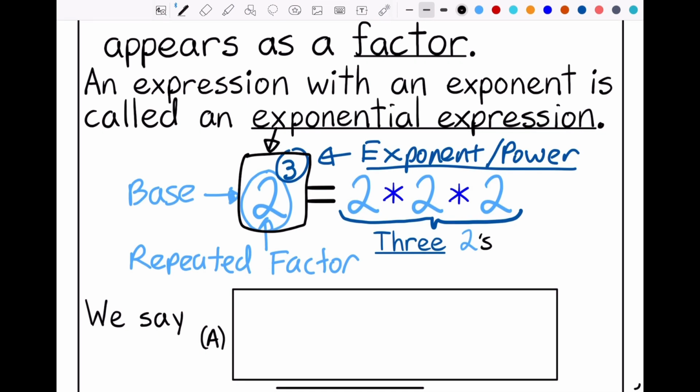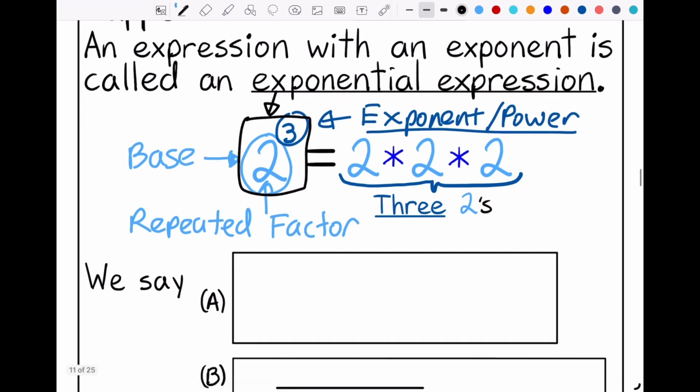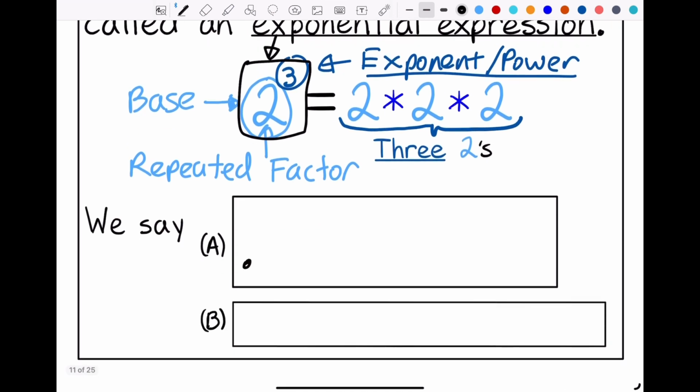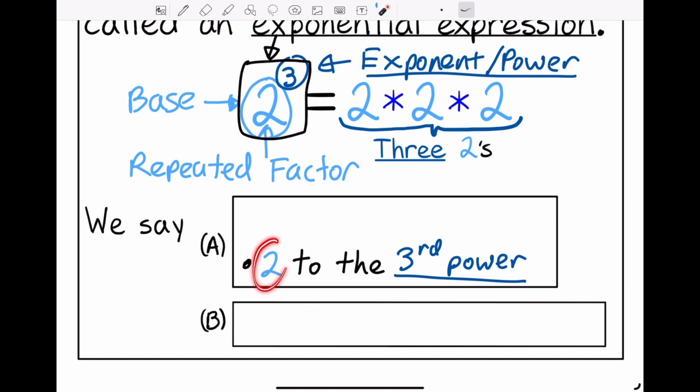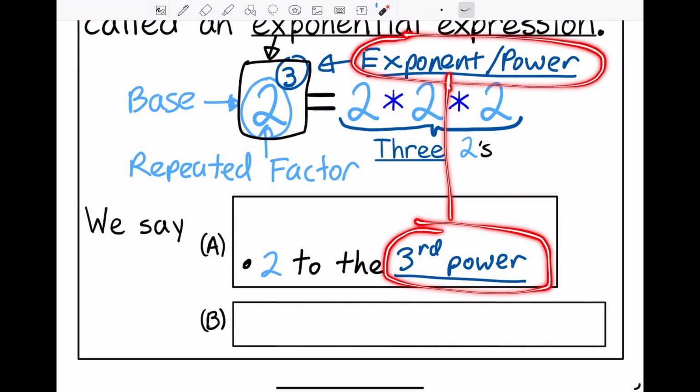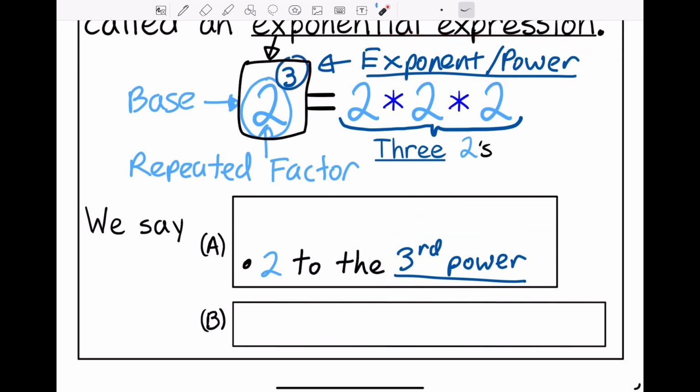Now let's go over the different ways to say and write these exponential expressions using words. The first way that people say is we say 2 to the third power. Let's go over how we're saying this. Let's write this down. We first say what our base is, which is 2. And then the third power references the exponent or power of our exponential expression, which is 3. So first we say what our base is, and then we say what our exponent or power is.